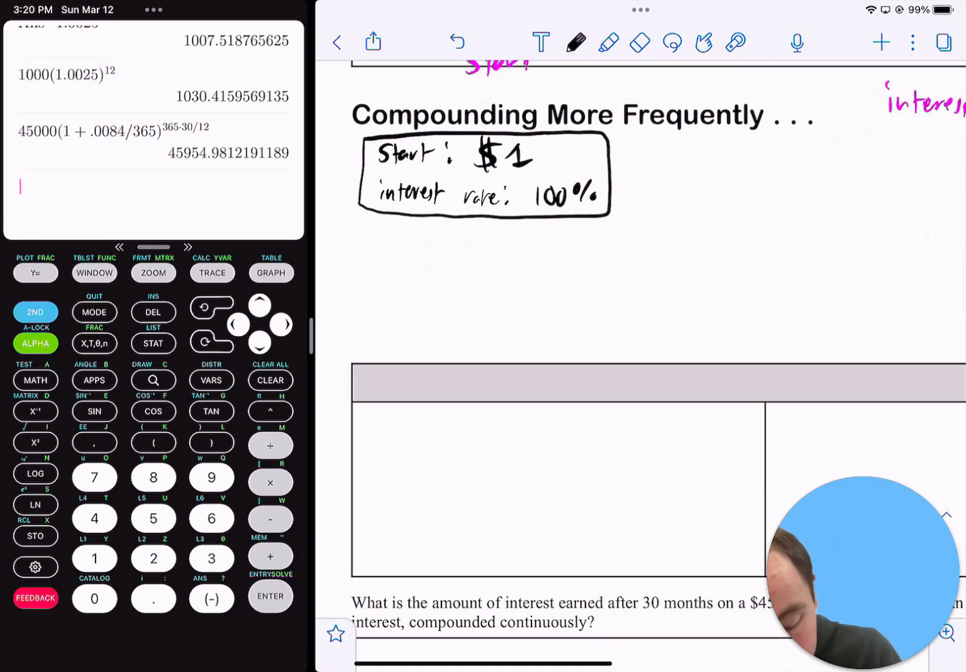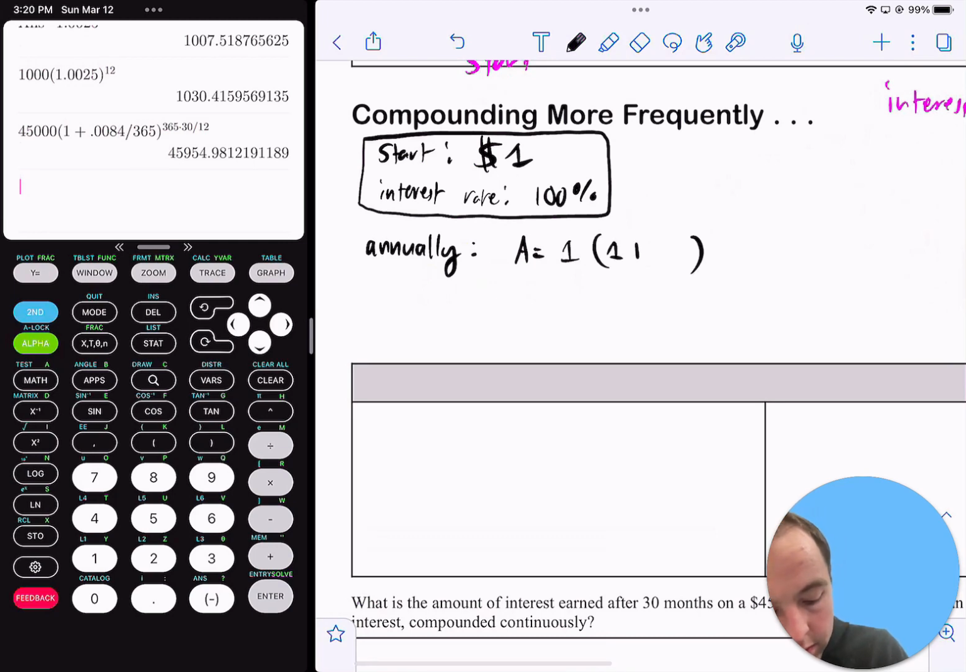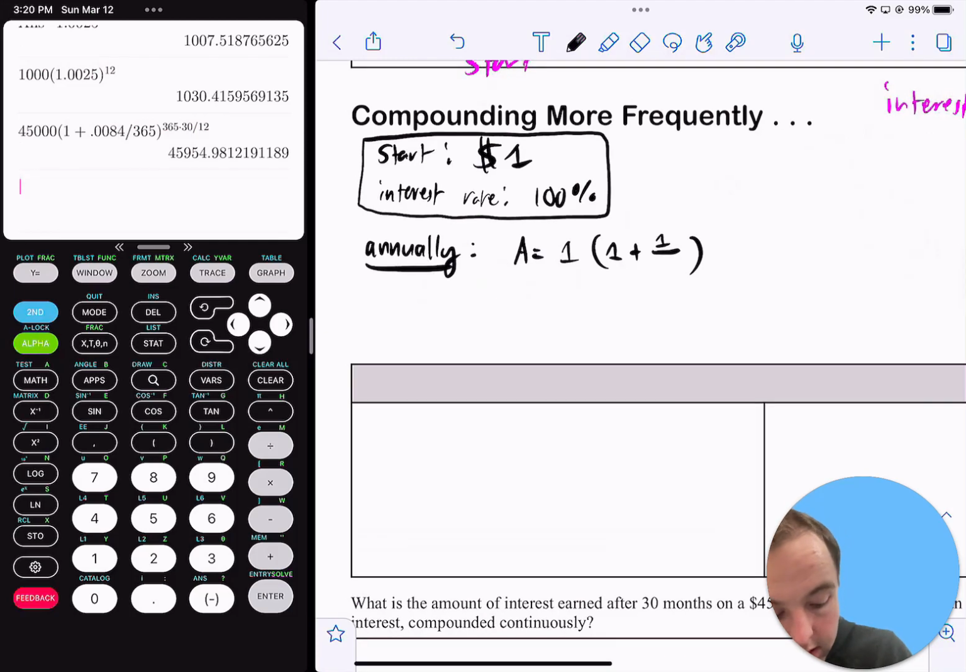So let's consider on an annual basis. So if we compound annually, right? So based on the compound interest formula, we can put our principal of $1 and then always 1 plus. So our interest rate is 100%, but as a decimal, 100% is just 1. And if we're going to compound that annually, annually means once per year. So we would put a 1 on the bottom of that fraction.